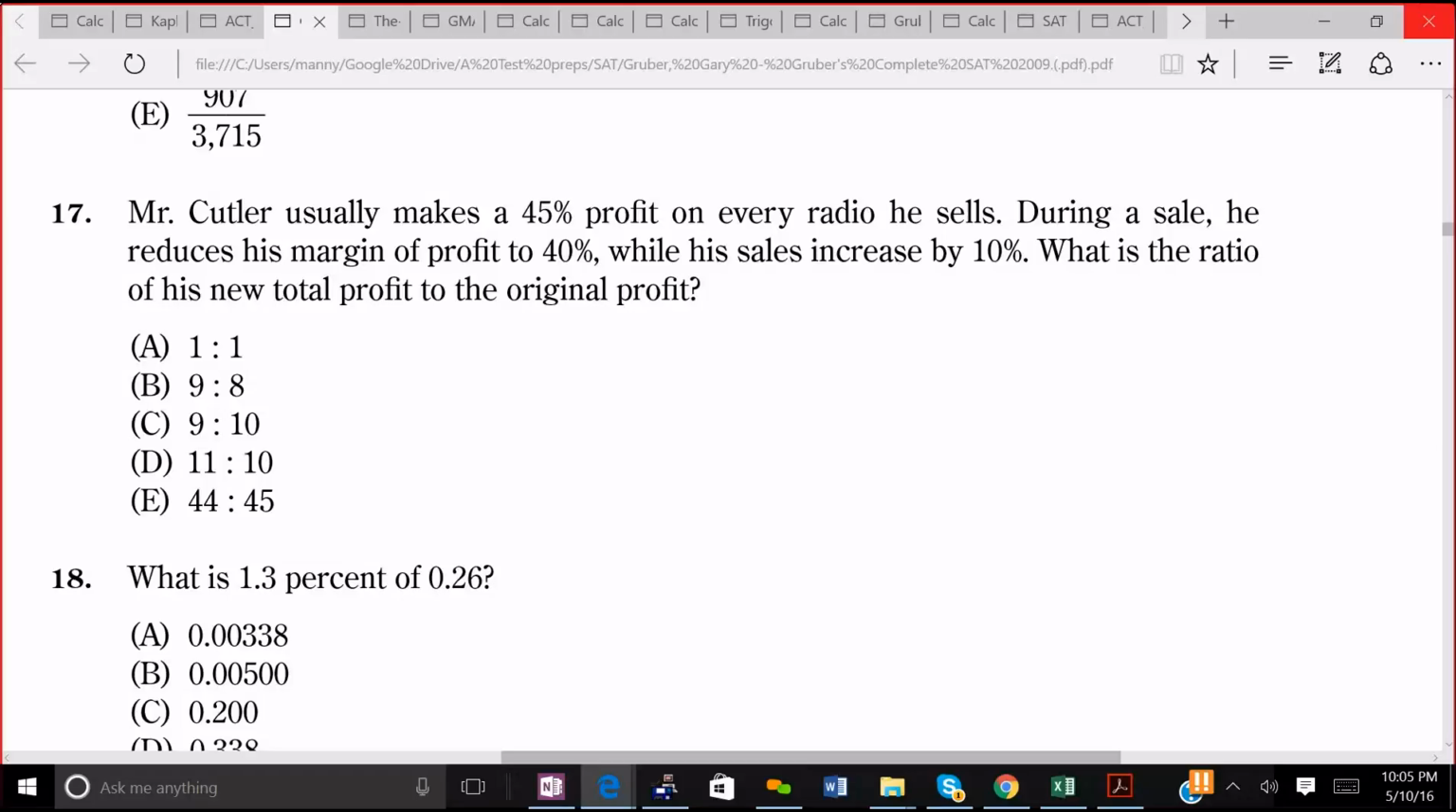So we'll make the radio 100, and make a chart. Original, after. So originally, we'll say it's 100 for radio. After he makes a profit of 45%, so 100 times 1.45.